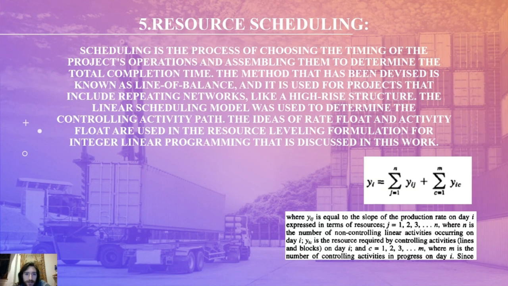Resource scheduling. Scheduling is the process of choosing the timing of the project's operations and assembling them to determine the total completion time. The method that has been devised is known as line of balance, and it is used for projects that include repeating networks, like a high-rise structure. The linear scheduling model was used to determine the controlling activity path. The ideas of rate float and activity float are used in the resource leveling formulation for integer linear programming that is discussed in this work.